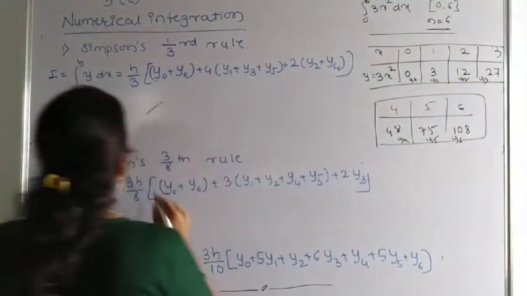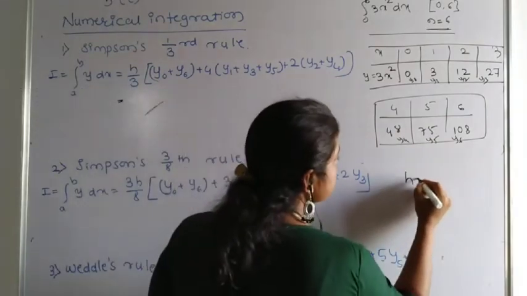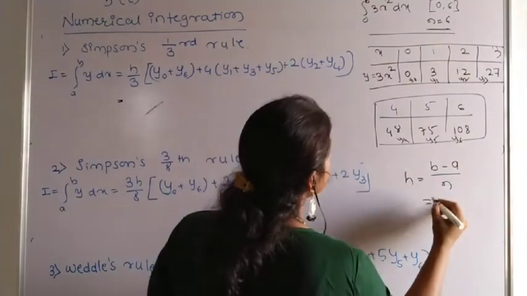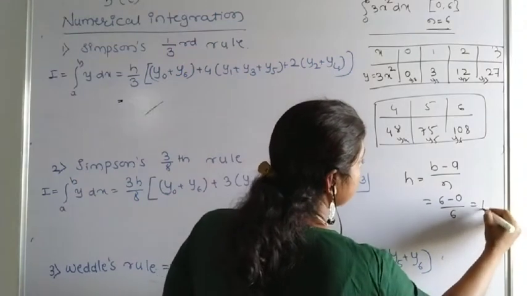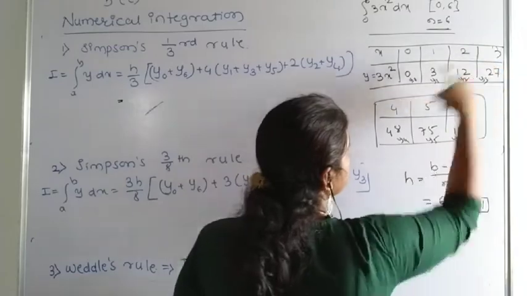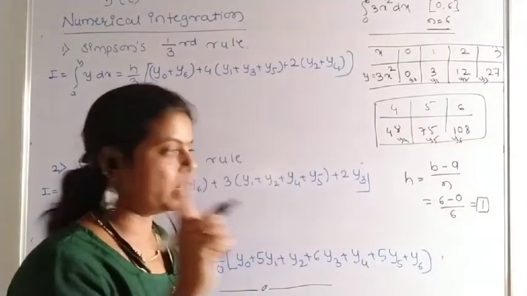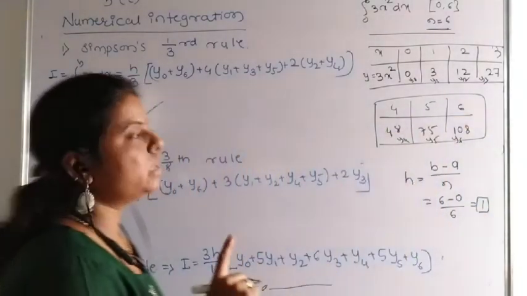Now here you have to substitute the values. h is equal to b minus a divided by n. Here, 6 minus 0 divided by 6 is equal to 1. The length h is 1. For 0, 1, 2, 3, 4, 5, 6, the length of each x step is 1. That you have to find. Then you create the table.